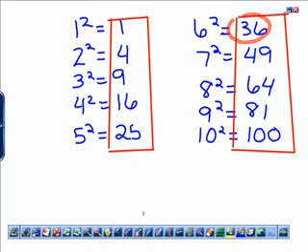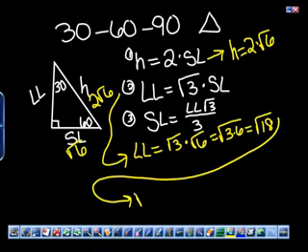Do any of those numbers go into 18? Right? 9 goes into 18 how many times? 2. And we're going to break it down into 2 again, only this time it's going to be 9 and 2, because 9 times 2 equals 18. Give each one their own radical.